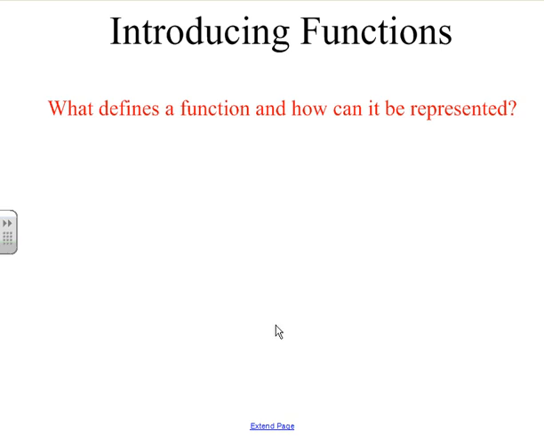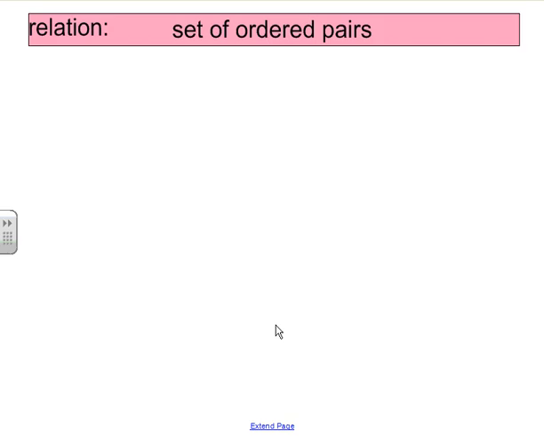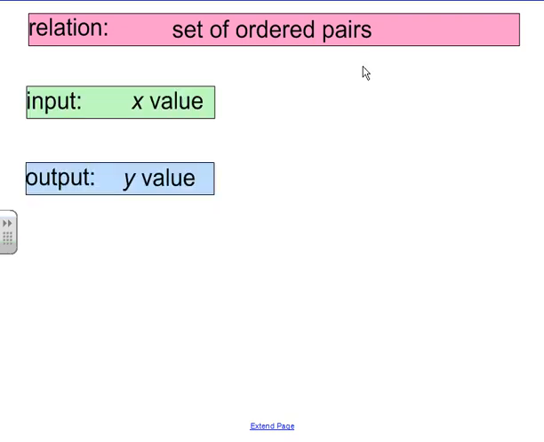All right, let's take a look at introducing functions, what defines a function, and different ways that it can be represented. First, we need to go through a few little definitions. One is that a relation is a set of ordered pairs, and we have to remember an ordered pair has an x and a y. We also need to know that the x and y have certain names. The x value is considered the input, and the y value is considered the output.